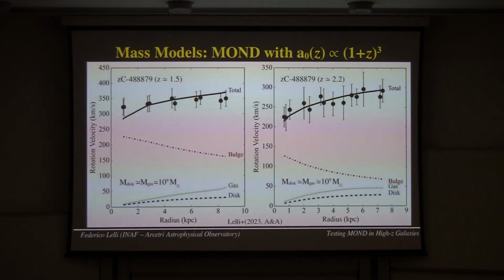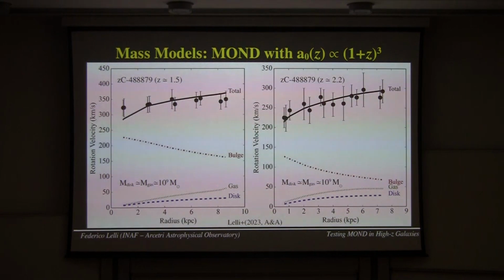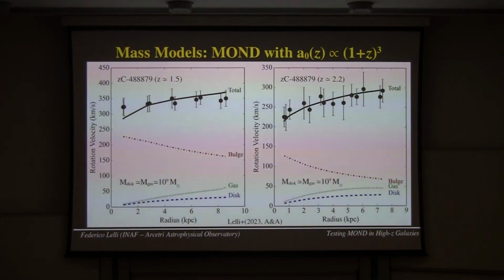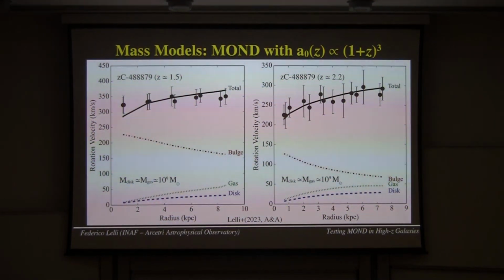And then if we assume an evolution which is stronger with redshift, the gas and disk masses are pushed down. Also the bulge mass is pushed down, because the galaxy would now be almost fully in the MOND regime. So I think this type of evolution is really ruled out. So a strong evolution with redshift is not acceptable.